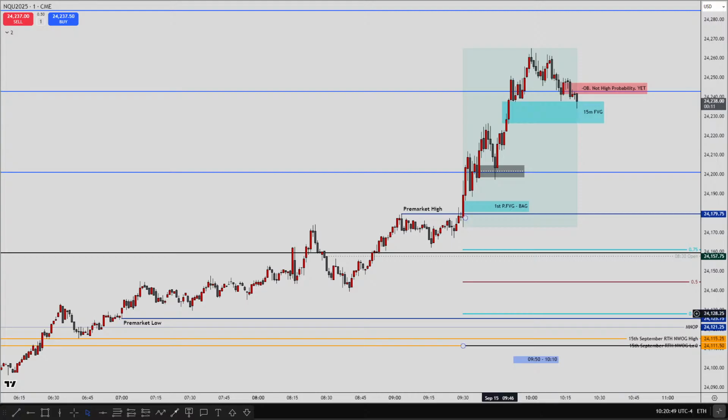10:06 a.m. opening price. That's not an opening price, though. That's just a random candle.